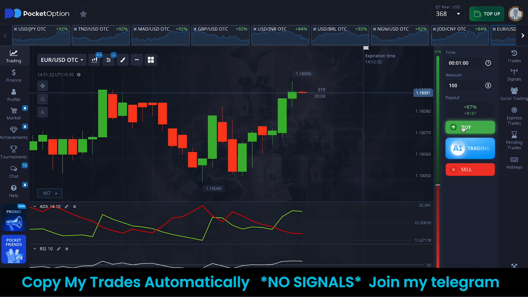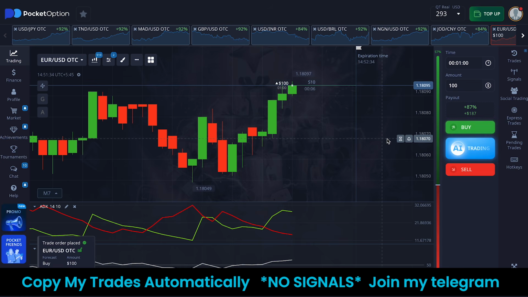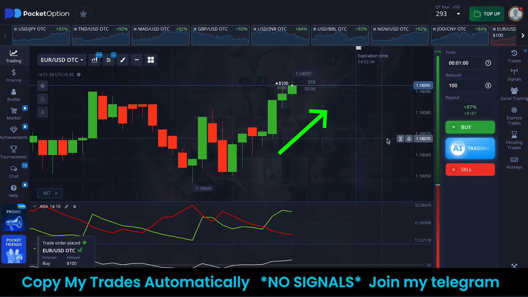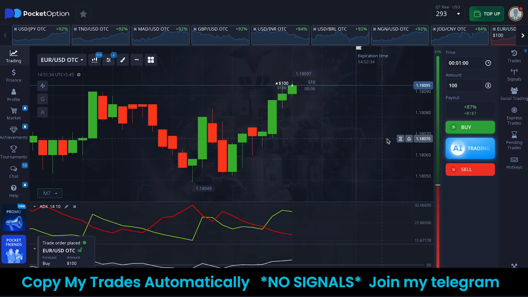Okay, here I found a similar type of pattern again and I would love to buy here. The reason I bought is, as you can see, the green and red lines of the ADX are intersecting each other and the green line is above the red line, which indicates that the market will go up. And if you look at the RSI line, it's above 50 and it is on incline, so both of the indicators are showing me that the market will go up, so that's why I have bought here.